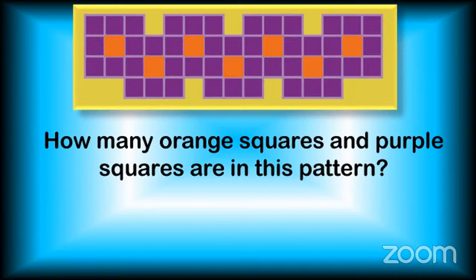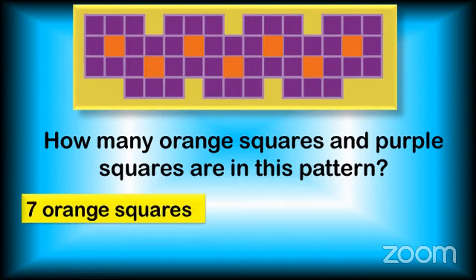All right, let me count the orange squares. I have 1 here, 2, 3, 4, 5, 6, 7. So indeed, we have 7 orange squares. You guys go ahead and count the purple squares. I'm seeing where persons are saying 40, some 44. Let me wait for some more responses for the purple squares.